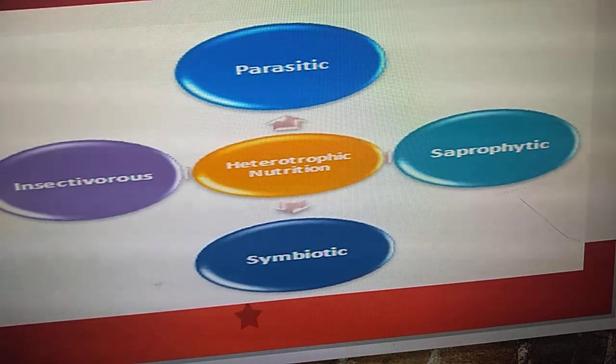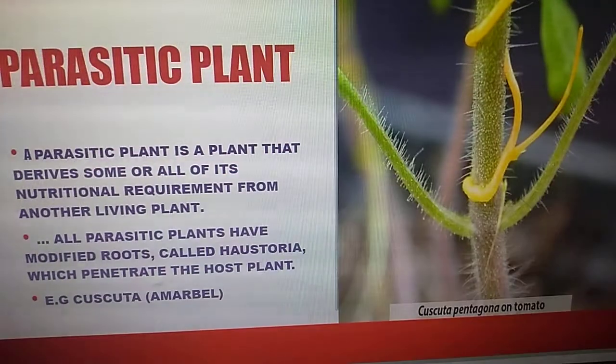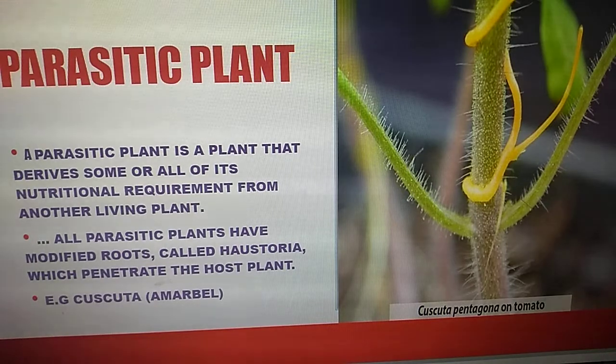So students, here I'll tell you that there are various plants who obtain their food from other organisms, and we'll discuss this in detail to comprehend the concepts well. So the first one is parasitic plant. A parasitic plant is a plant that derives some or all of its nutritional requirement from another living plant.